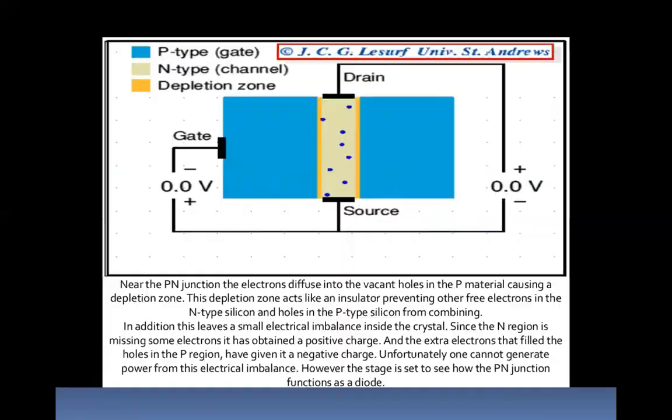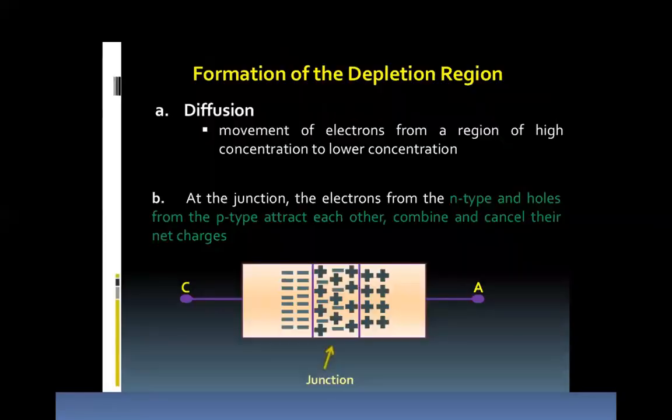Now, let us see the construction. Before that, we can go for this diffusion. See what happens. This side is p-type, this is n-type, this is the junction, this is the cathode, and this is the anode. So how does the diffusion take place? There is movement of electrons from a region of higher concentration to a lower concentration. At the junction, the electrons from the n-type and holes from the p-type attract each other, combine and cancel their net charges.